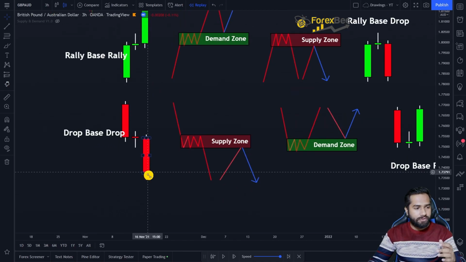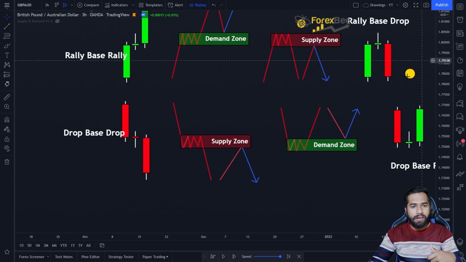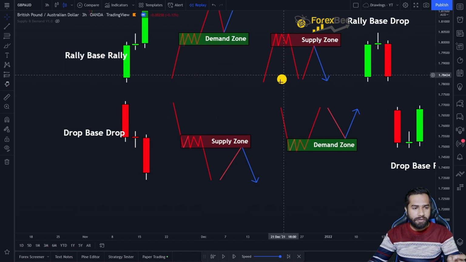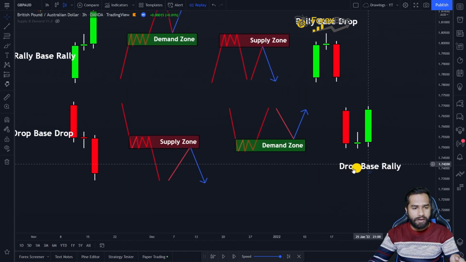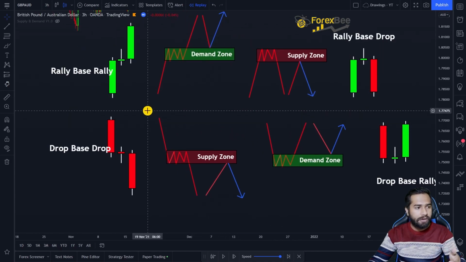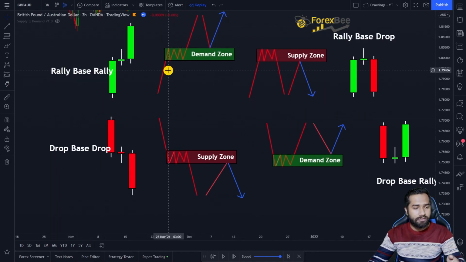Similar to this drop base drop supply zone, the rally base drop supply zone works in a similar manner, and the drop base rally demand zone works in a similar manner to the rally base rally demand zone. The trading psychology behind these zones is the same. Okay, for the demand zones, no matter what type it is, the trading strategy behind that is the same, only the market structure is different.